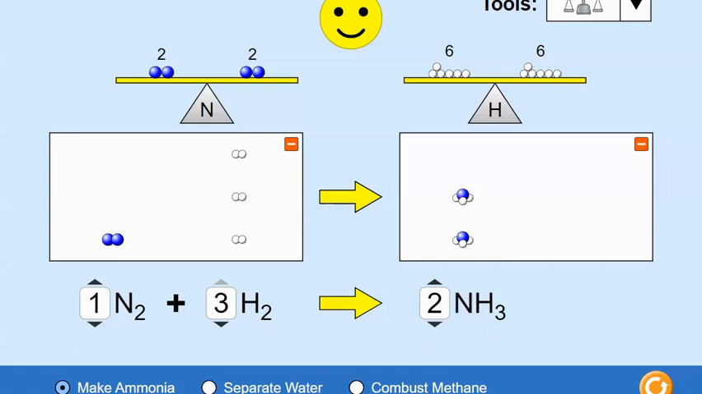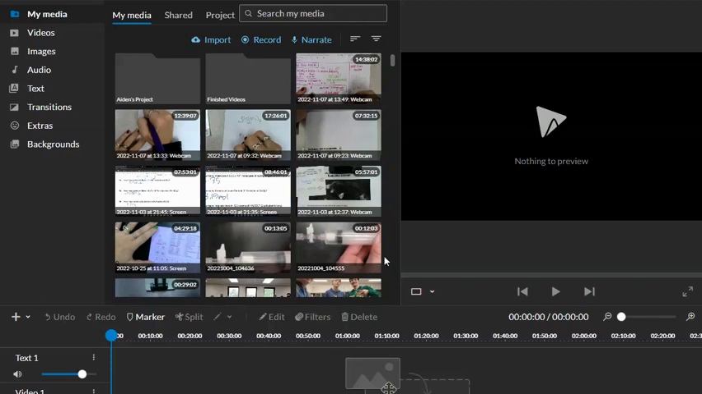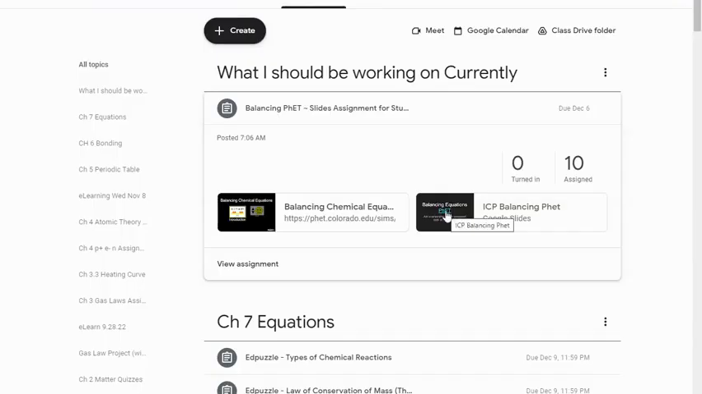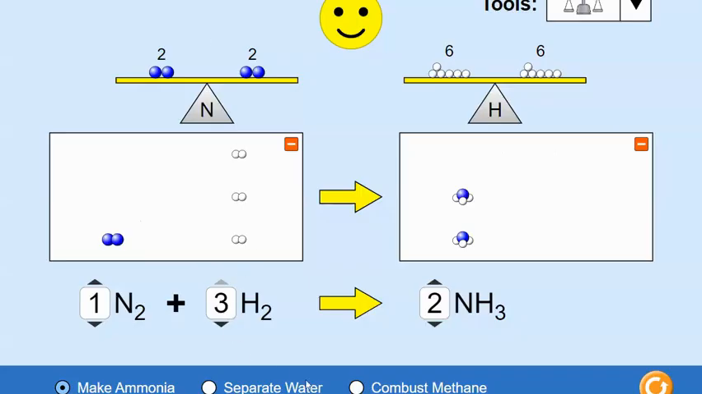You wouldn't know that's called ammonia besides the fact that it says you're making ammonia. You're going to screenshot this and put this on your slides. You're going to put it on the slide that says make ammonia. You have slides here to open up and then put that screenshot on your slides.